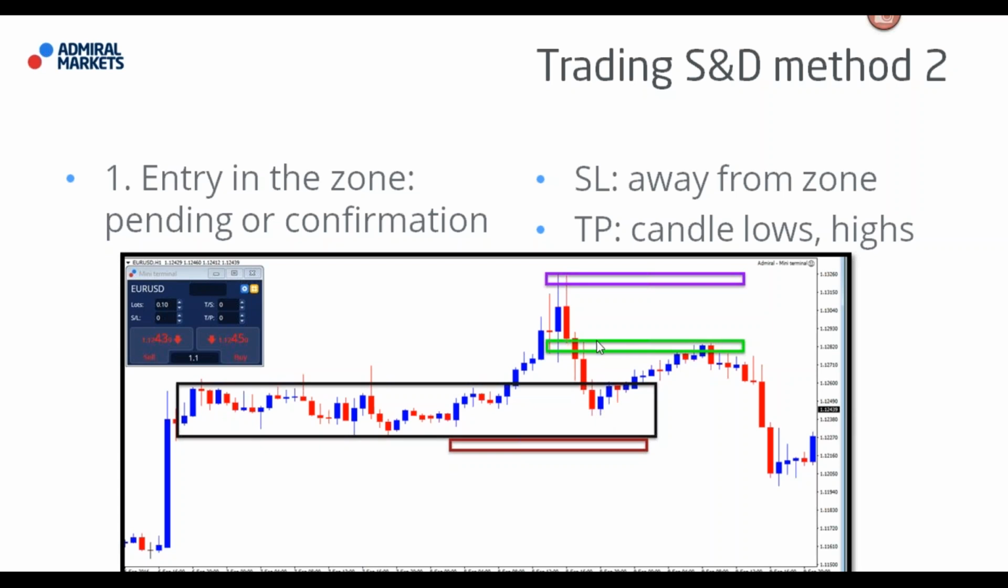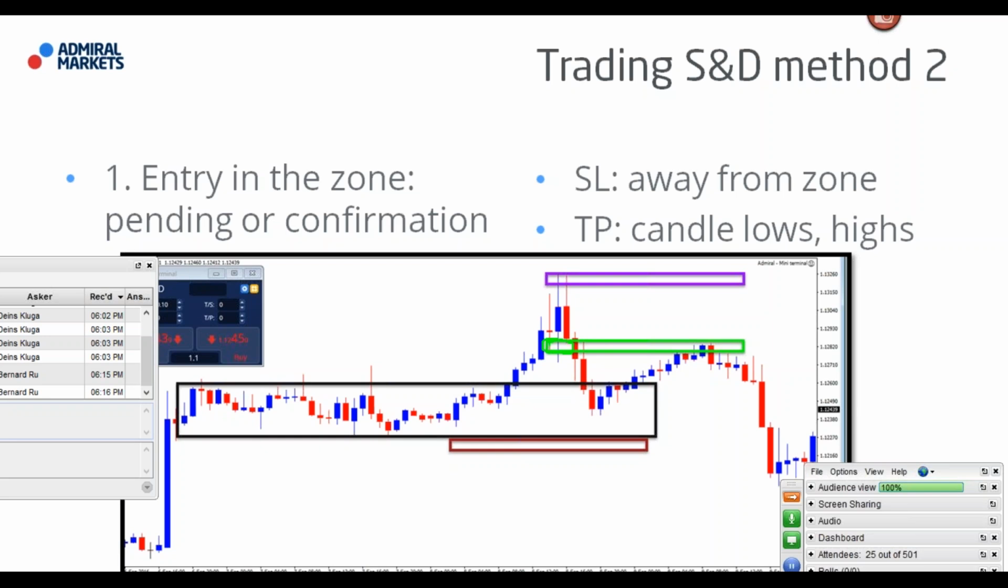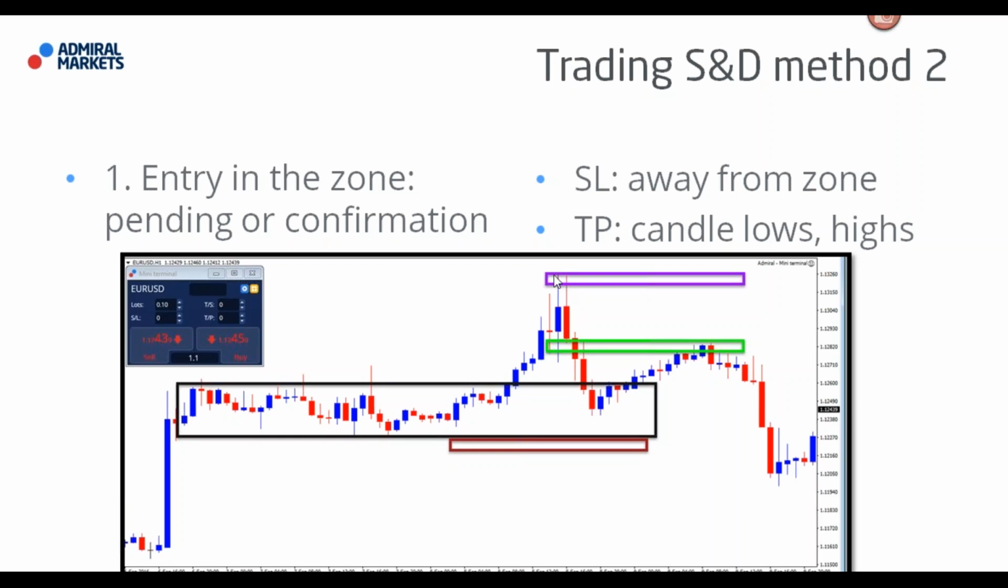And the TP could either be at the candle lows here at the green box, or at the tops here, in this case at the purple box, or even the fib levels if you're confident that the price is going to make a higher high. But the idea at first is a safe trade, in the sense that we want to get the profit before the market really has to prove that the trend is continuing.